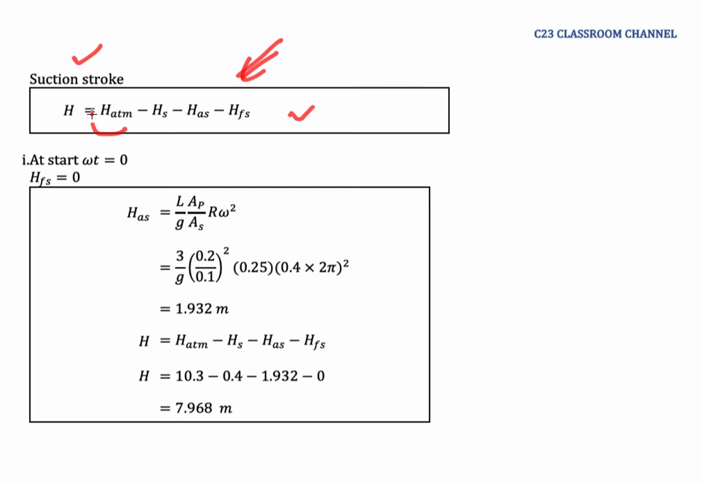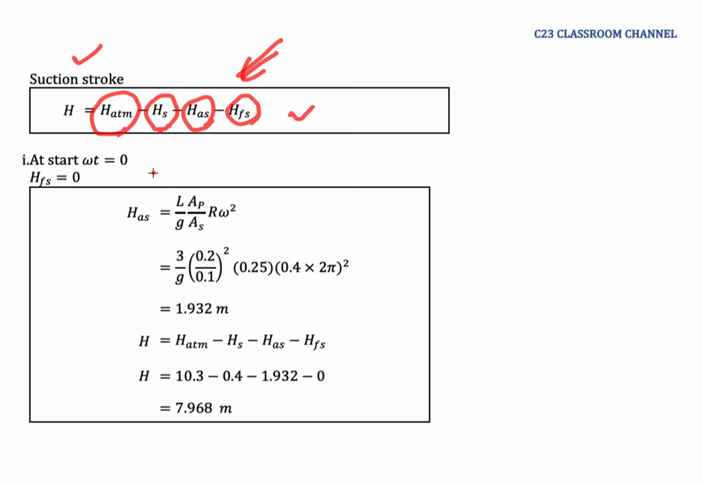We have the atmospheric pressure, and we deduct the suction head, we deduct the acceleration head, and then we deduct the friction head. Then we have three conditions: at the beginning, at the middle stroke, and at the end. So we need to understand the angle of the crankshaft, because it will give us different values of sine and cos.